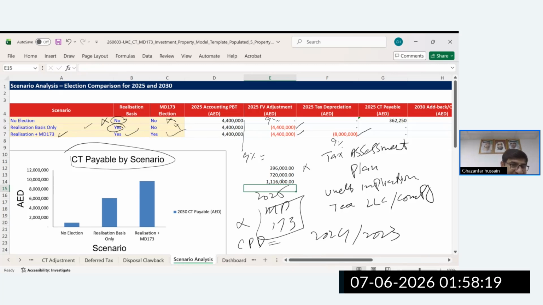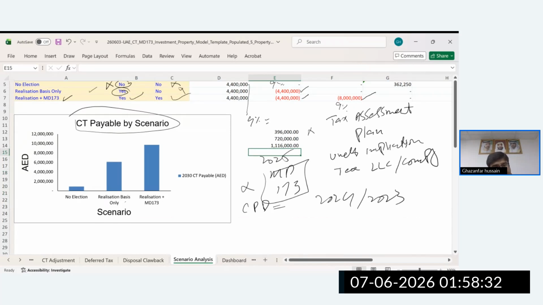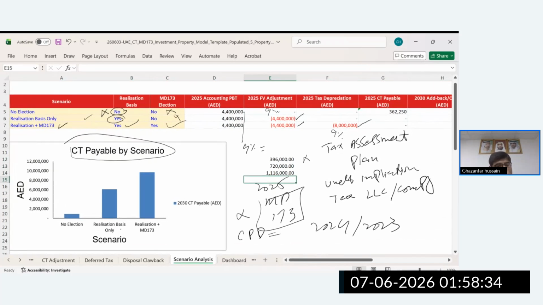No election, realization basis, and the realization plus 173. So how much is the saving? City payable, how much is the saving? Because if we set this one, he's saving more. That's why it's coming to 1.1 million somewhere here.